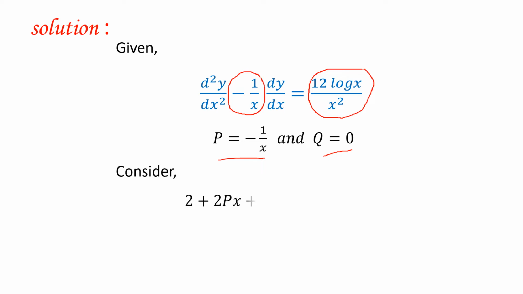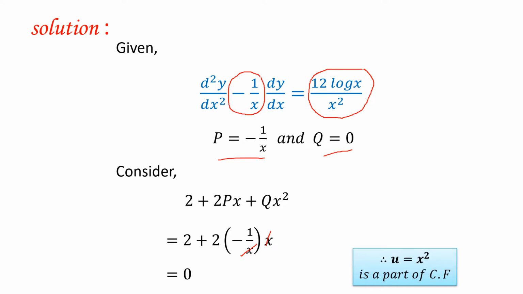Therefore we shall consider 2 plus 2px plus qx square. Now substitute the value of p and q. So we get 2 plus 2 into minus 1 by x into x. So this x gets cancelled with this x. Therefore remaining is plus 2 and minus 2. Therefore the value is 0. Therefore if 2 plus 2px plus qx square is equal to 0, we get u is equal to x square as a part of the complementary function.